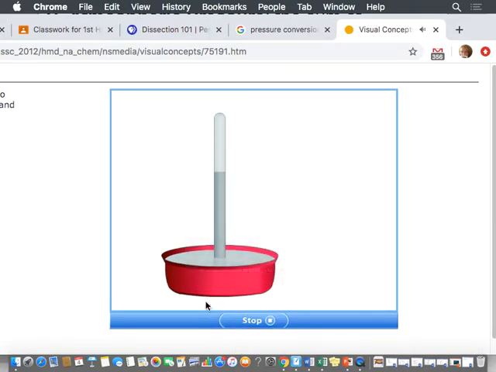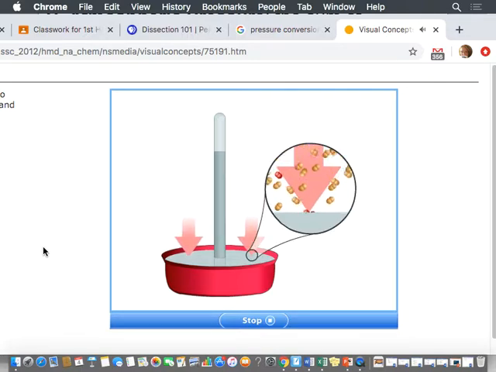A barometer is a device for measuring atmospheric pressure. The simplest type of barometer uses a transparent tube, usually glass, which is sealed at the top and filled with mercury. The tube is inverted in a bowl of mercury. When the air pressure is high, the mercury is pushed up the tube. When the air pressure is low, the mercury is lower in the tube.